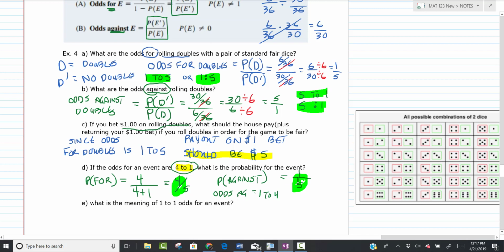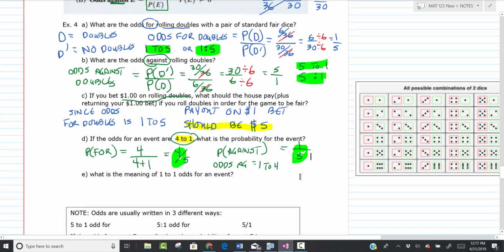Okay, all right, well, what does it mean for the odds? If you have 1 to 1 odds, let's talk about what that means. If that's the odds for, then the probability for would be done like this. Again, you would add the two numbers together, and then the first number would be the probability for. So that would be a 1/2 probability. So anytime you have 1 to 1 odds, it just means you have a 50% chance of winning.